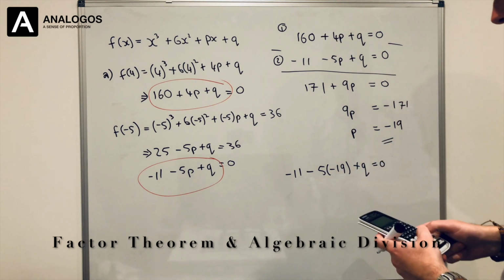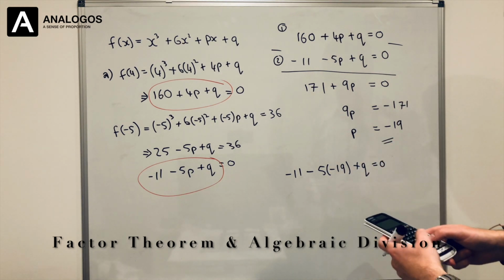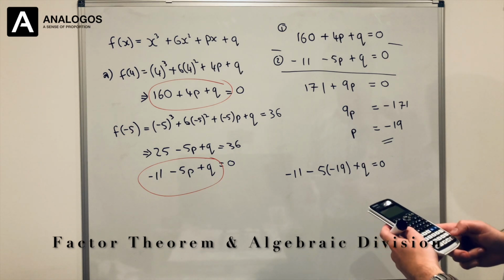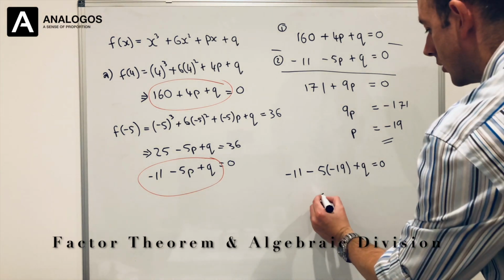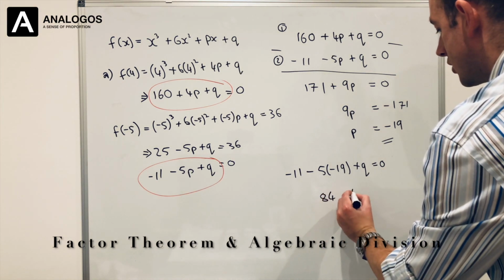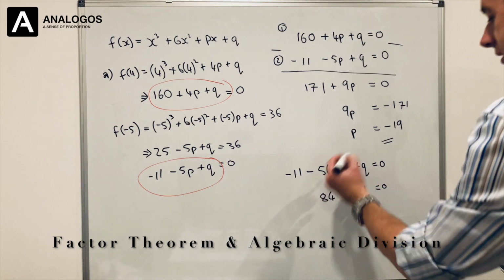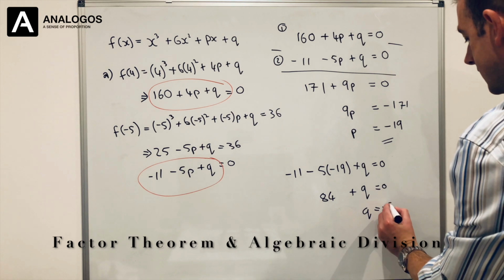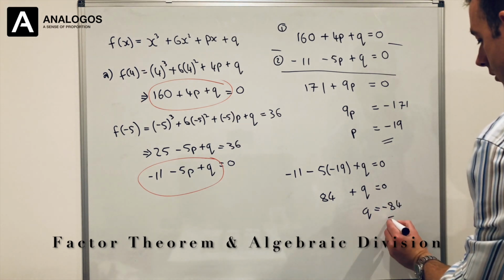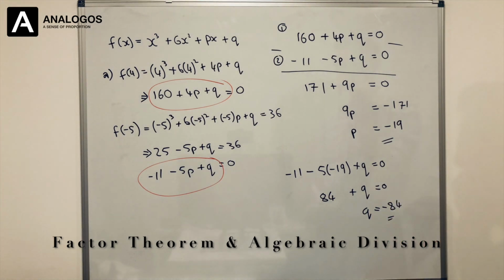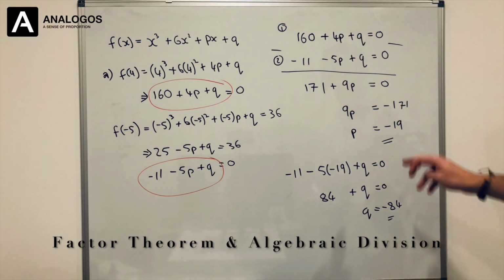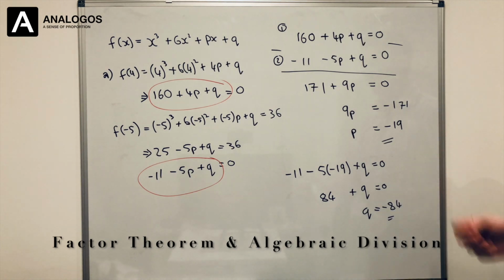-11 minus 5 times minus 19 equals 84. So we've got 84 plus q equals 0. Therefore, doing the opposite, take 84 over there, we've got -84. Okay, so that was only 3 marks actually for part A, which seems a bit harsh. There's quite a lot going on there, but you need to find these values before you can do part B.